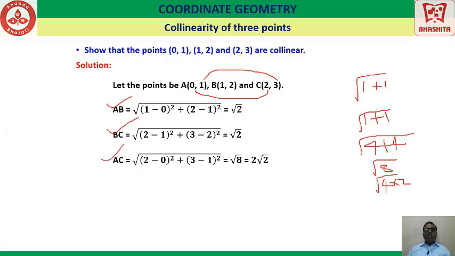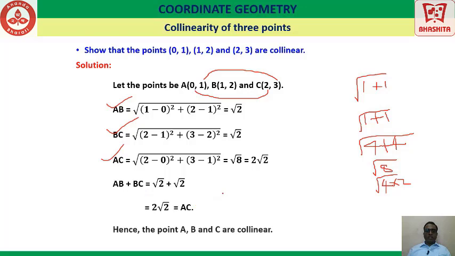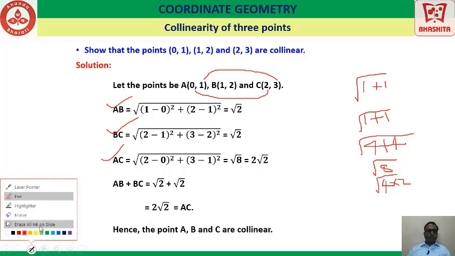Very clearly, you know that root 2 plus root 2 is 2 root 2, so AB plus BC is turning out to be AC. Because AB plus BC equals AC, we could clearly see that the points A, B, C are collinear.